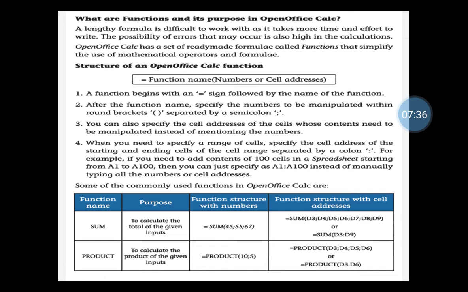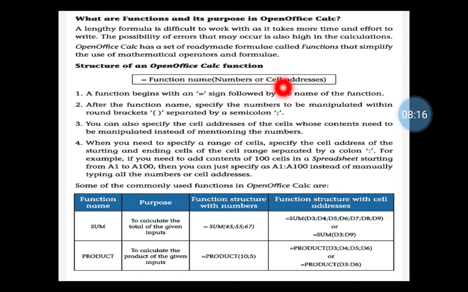Structure of an OpenOffice Calc function. So how you have to write the formula, this is the one example they have given. This is the structure. First, as I told you in the previous class, you have to start the formula with the equal sign. After the equal sign comes the function name. Function name means which calculation you want to do: if you want to add, subtract, or multiply the numbers, that you have to write here. This is the function name.